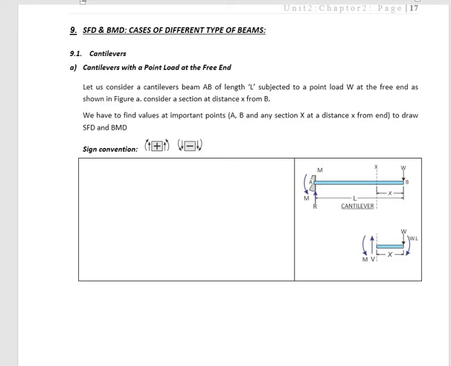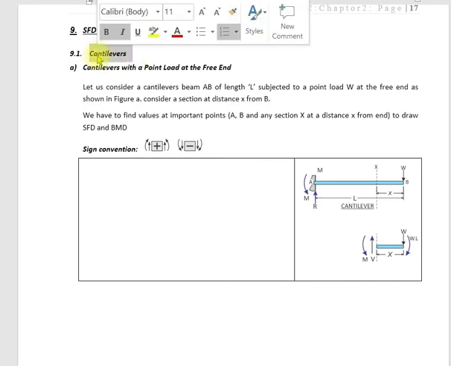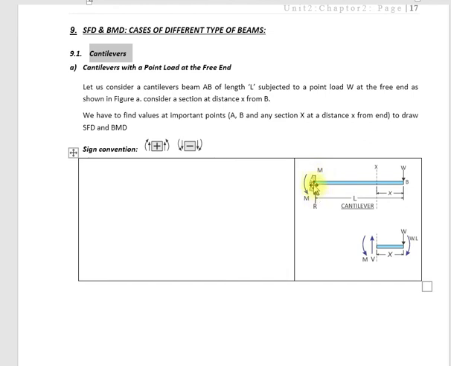So today we are going to learn to draw shear force diagram and bending moment diagram of beam. There are many types of beam. We are considering the case of cantilevers. A cantilever is a beam supported at one end, hinged at one end, and in this specific case, we have a beam AB and we are applying point load W at point B.